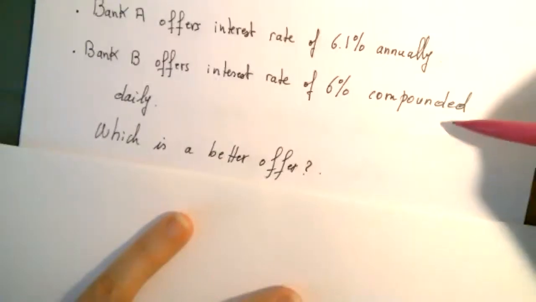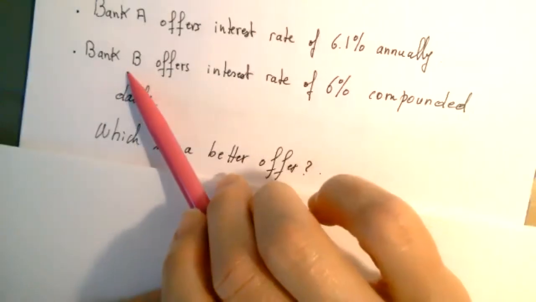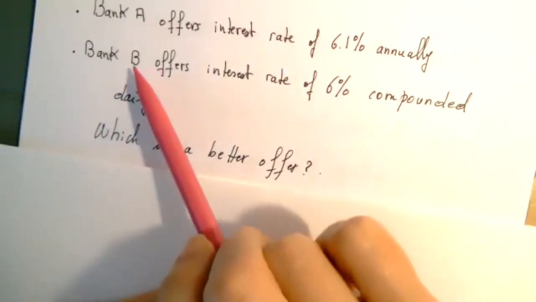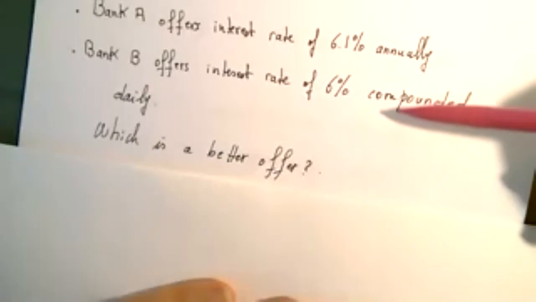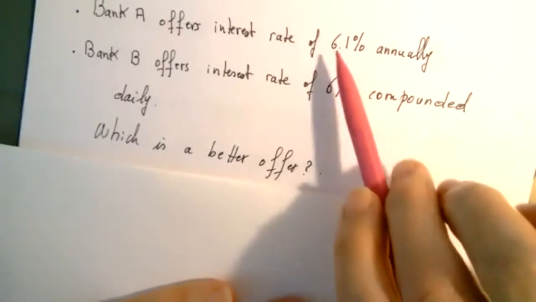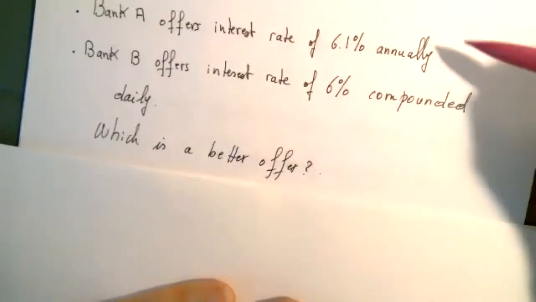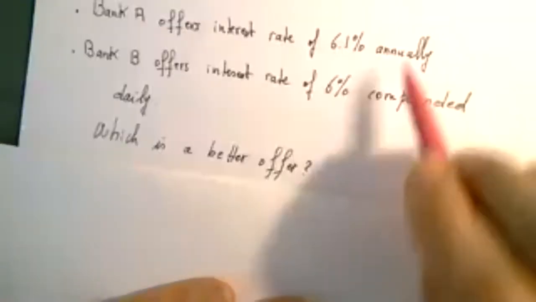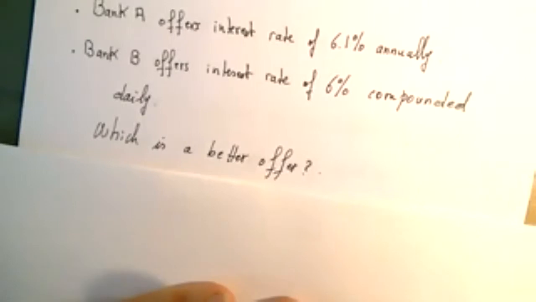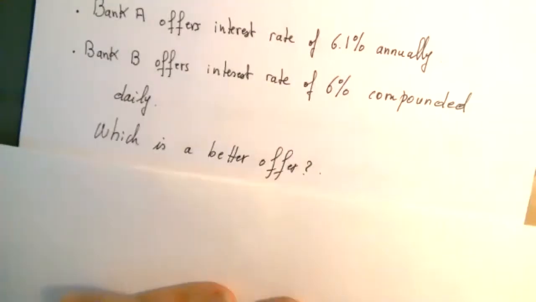The only way we'll be able to decide which one is better is by doing the following. Ask ourselves, effectively, how much is bank B giving me per year? If I know the effective rate, then I will not be comparing apples and oranges. I will be comparing apple to apple. Because here, we know every year 6.1%. This is 6%, but daily. So it's hard to compare those two. To be able to compare them, I would like to know what's the effective rate of bank B. It means effectively, how much is bank B giving me per year? Then I will be able to compare.